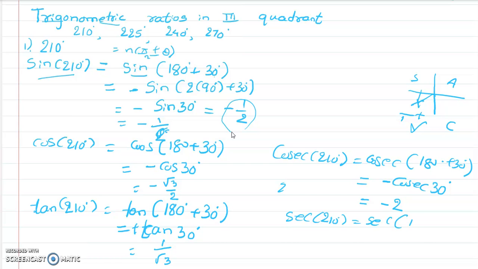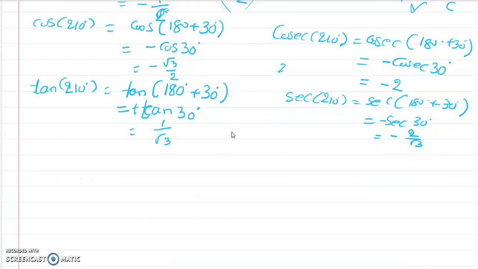Then sec 210 degrees. Sec operating on 180 degree plus 30 degrees. It is sec 30 degrees with a negative sign. It is minus sec 30, the reciprocal of cos 30. It is 2 by root 3.